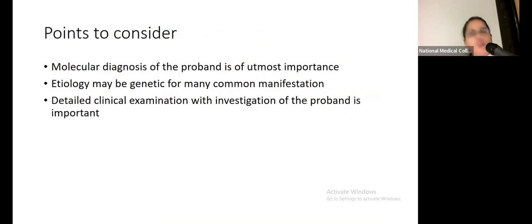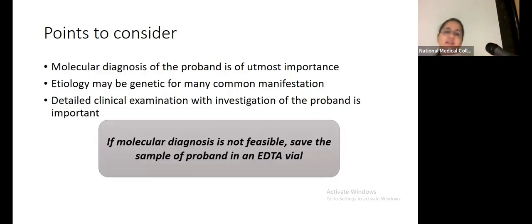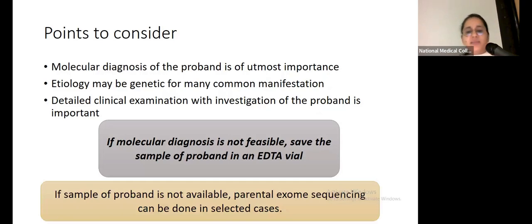And although NGS can give you a diagnosis in many cases, the need for an astute clinician is now more than ever, because detailed clinical and investigative examination of the proband is very important. In many cases, if somebody is not able to make a molecular diagnosis, we request them to save the sample of the proband in an EDTA vial. That will help us in confirming the diagnosis. And if nothing else works, then yes, parental exome sequencing can be done in many such cases.